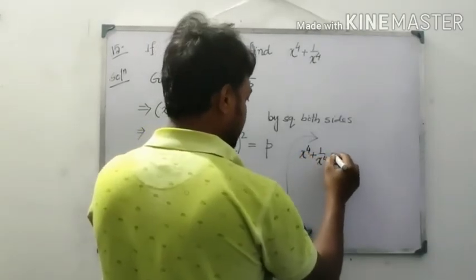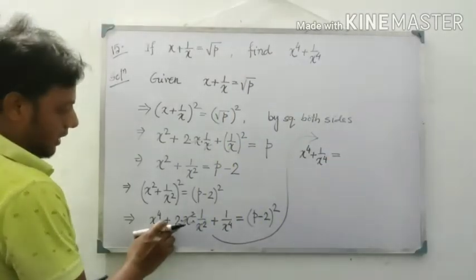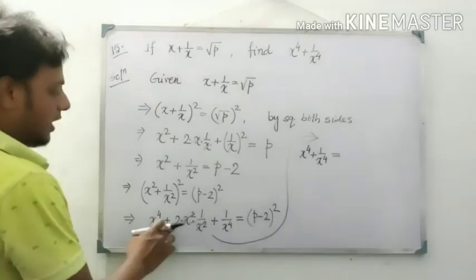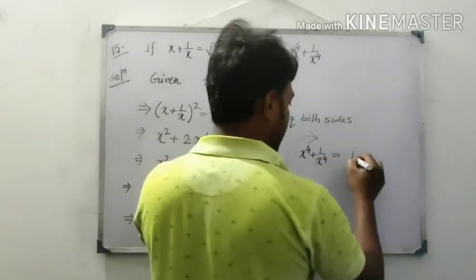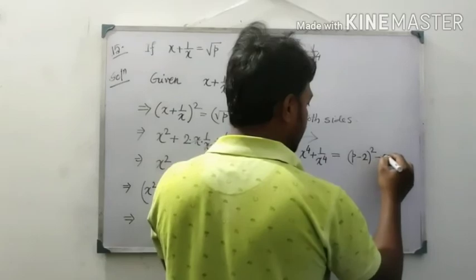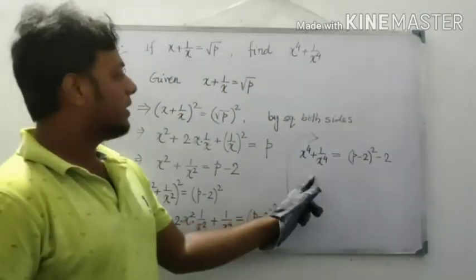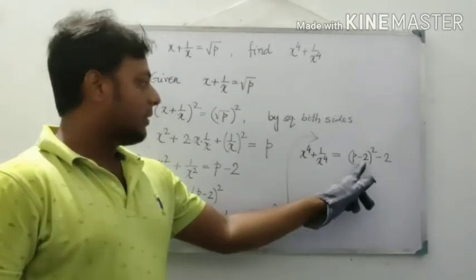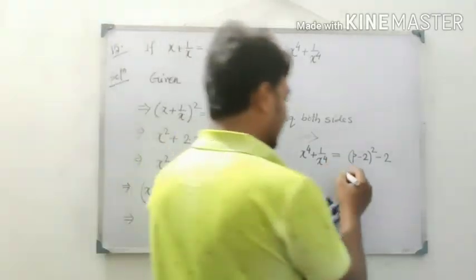and we will move this term 2 to the right hand side. Okay, so plus 2 is there, so if you move it to this side, it will be minus 2. So p minus 2 whole square minus 2. Yeah, this is the answer. That x to the power 4 plus 1 by x to the power 4, the value of this in terms of p, is p minus 2 the whole square minus 2. You can simplify the solution also.